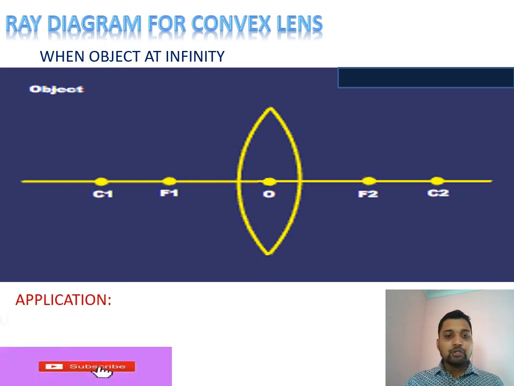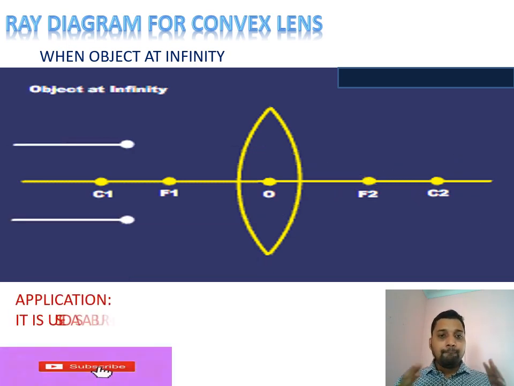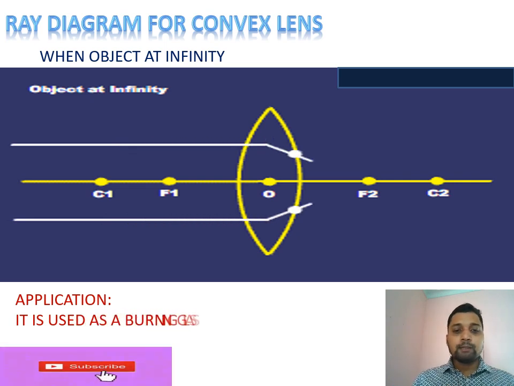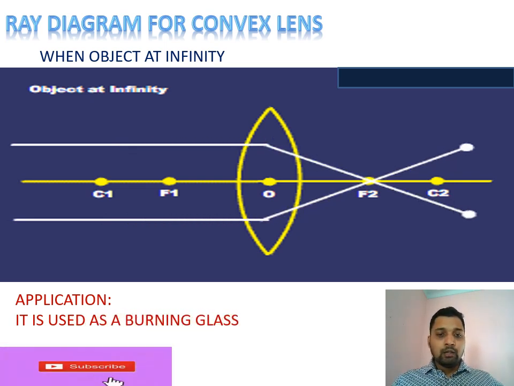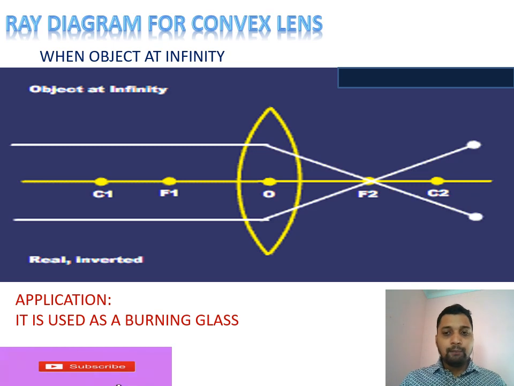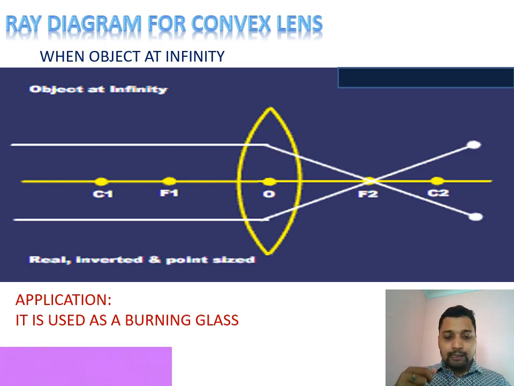Now the application of this: it is used as a burning glass. When all the light is focused at one point using a magnifying glass, you can burn a small piece of paper.